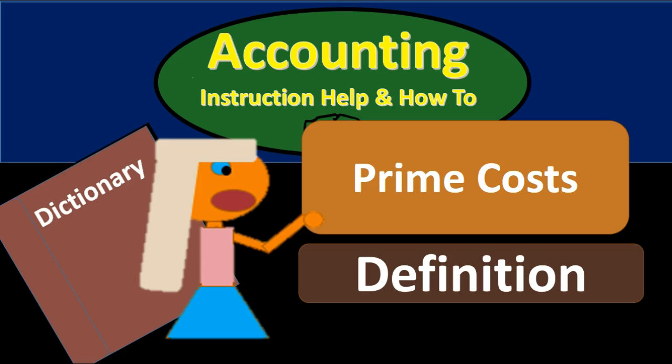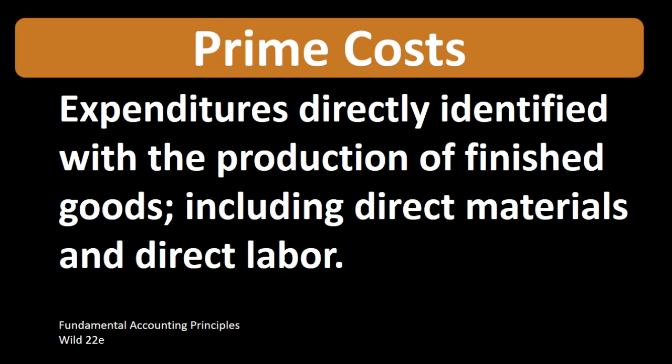Hello, in this lecture we will define prime costs. According to Fundamental Accounting Principles, Wild 22nd edition, the definition of prime costs is expenditures directly identified with the production of finished goods, including direct materials and direct labor.